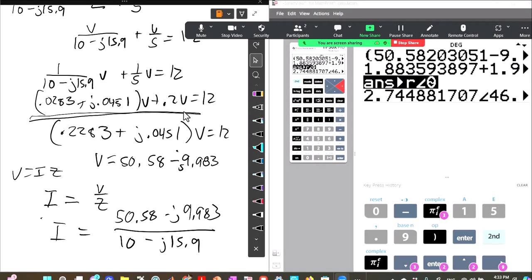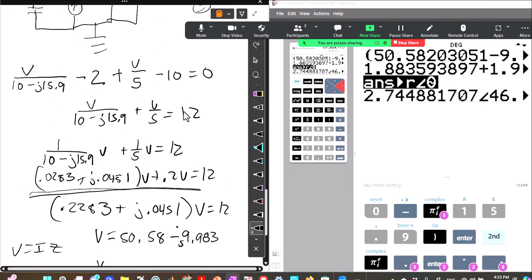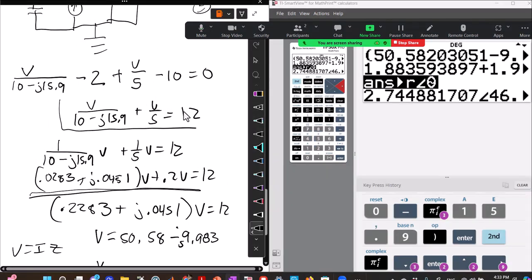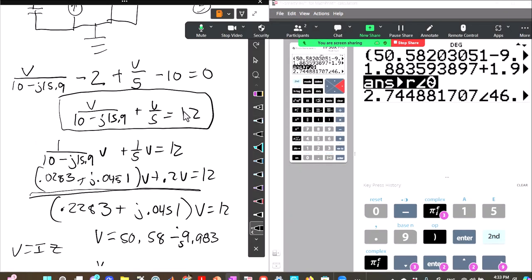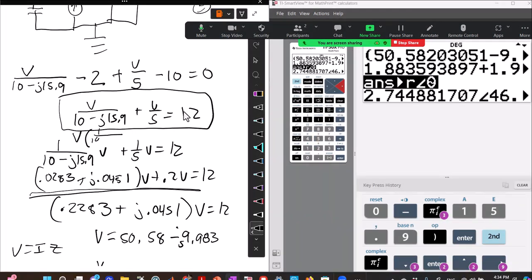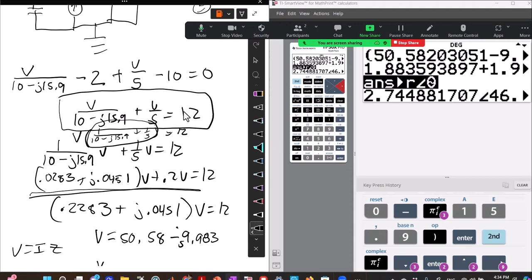You have underlined. Yeah. So what I did was, I should have talked about what I did. So I got to this step right here, and I needed to solve for V. So essentially, what I did was I factored a V out, and then I'm left with 1/10 minus j15.9 plus 1/5 equals 12. And then this part is just a number. And then you divide it. Yeah, I see it. And then, yeah, so that's what I did.